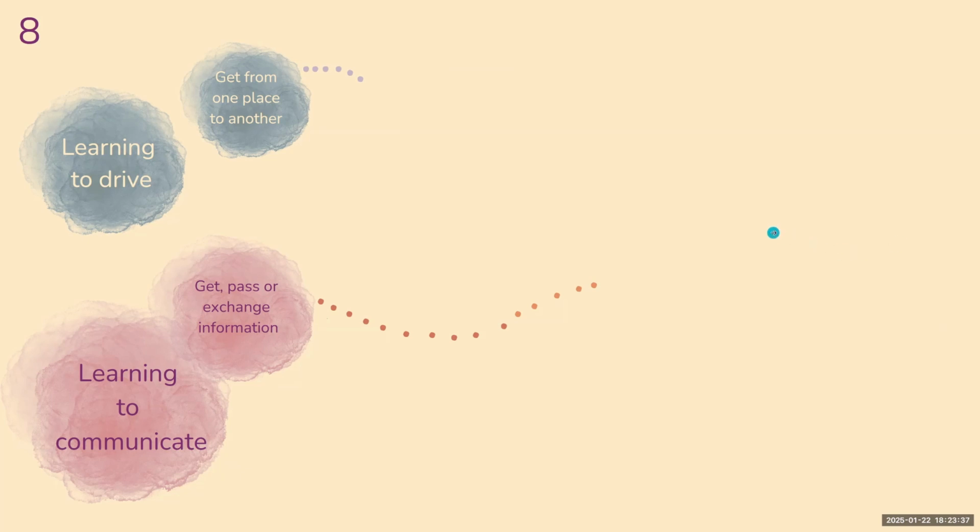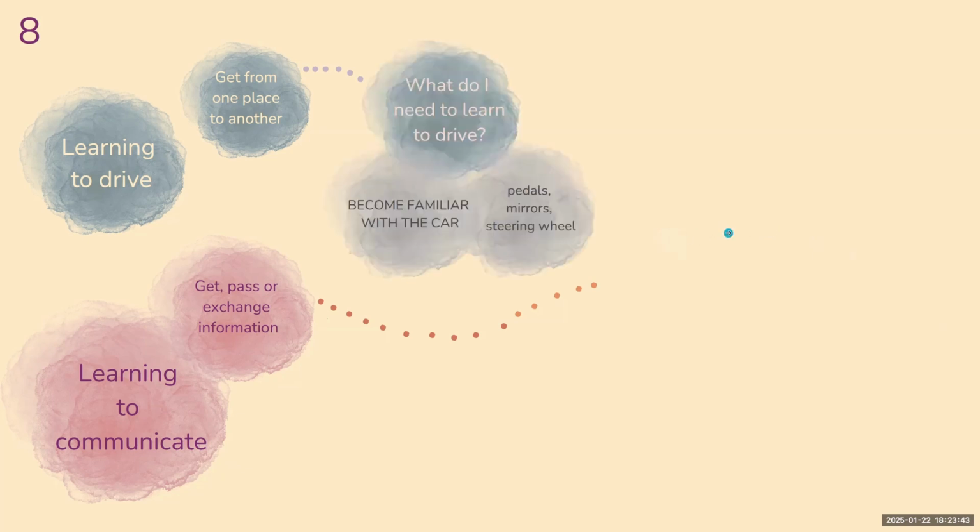When we ask ourselves, what basic things do I need to know when learning to drive, it is to become familiar with the car. It means I need to know how the pedals work, how to use the mirrors, how to use the steering wheel.